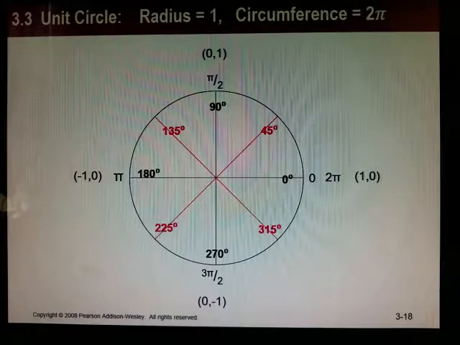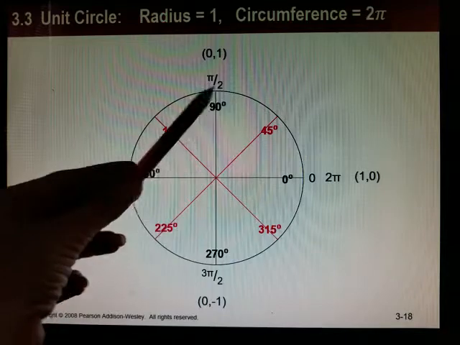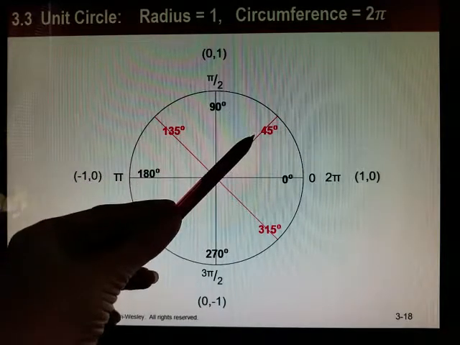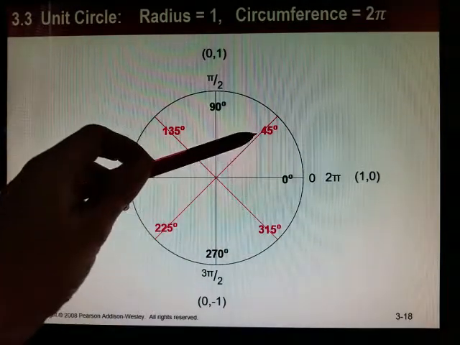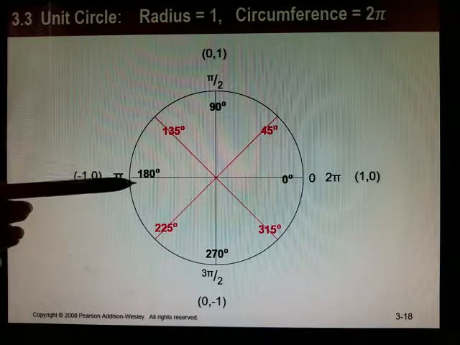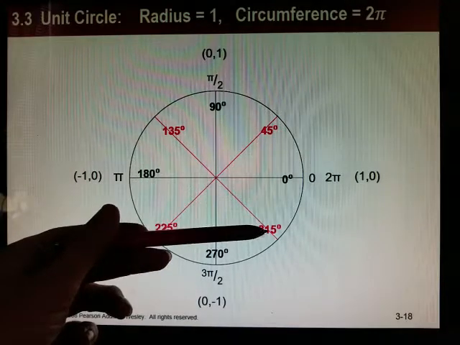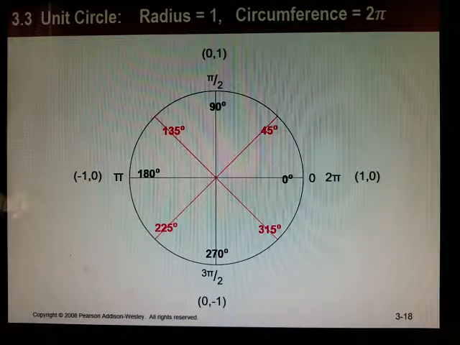All right, the next ones we're going to do is cut these in half. If I take halfway between 0 degrees and 90 degrees, that's 45 degrees. This is a reference angle of 45. So if I took 180 minus 45, that's 135. 180 plus 45, that's 225. And 360 minus 45 would be 315. So that's each of the 45-degree angles.